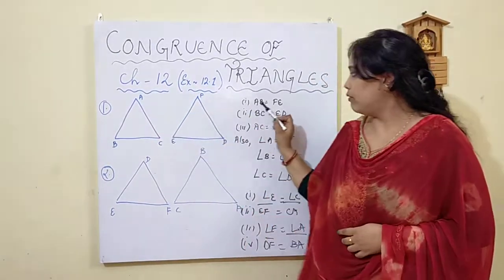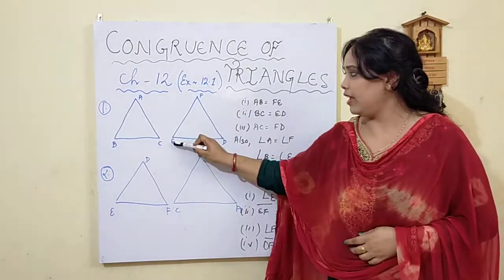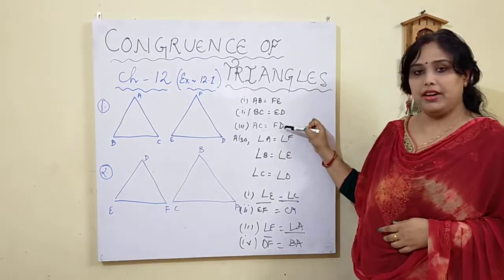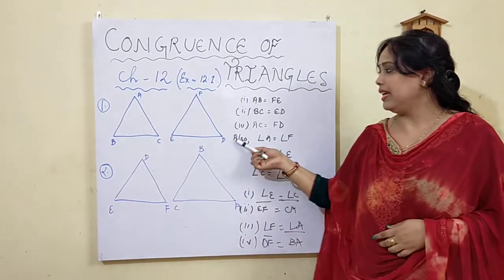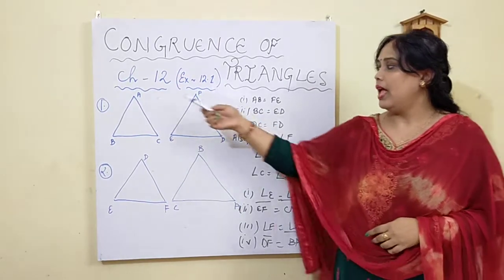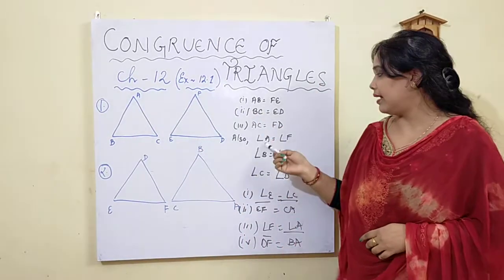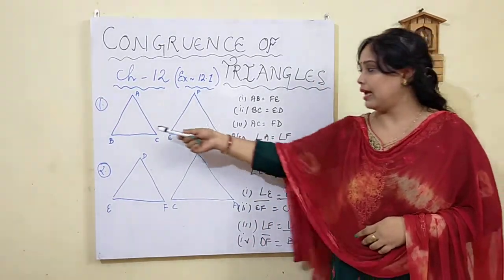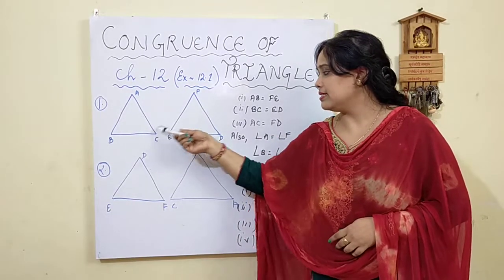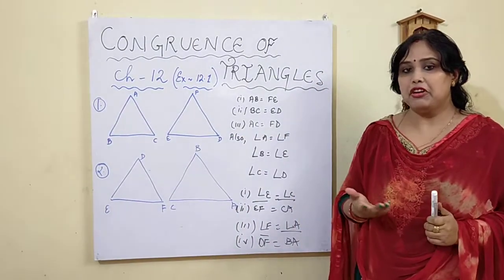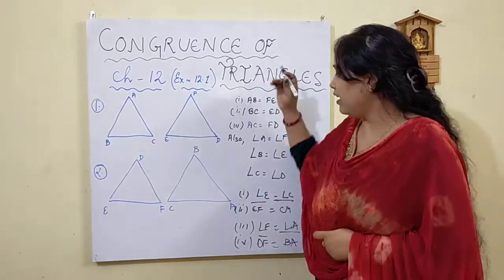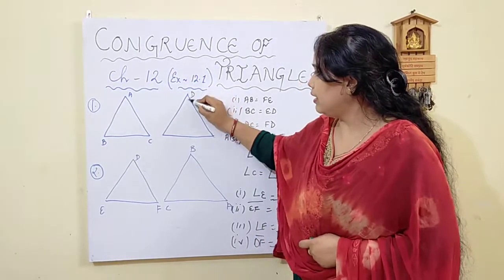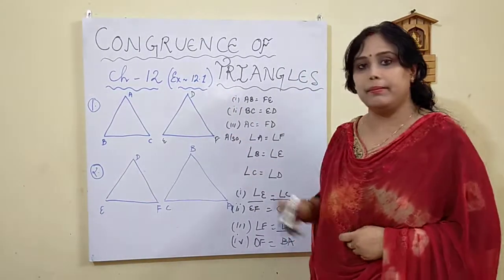So we will write AB is equal to FE, AC is equal to FD, and BC is equal to ED. And children, also angle A is equal to angle F, angle B is equal to angle E, and angle C is equal to angle D. If you would have written it DEF instead of FED, then your answer would be completely different.